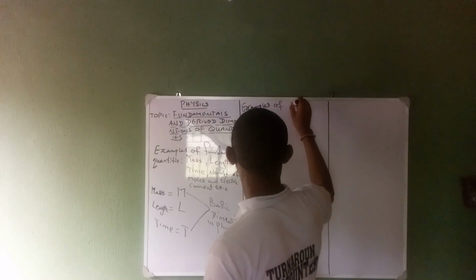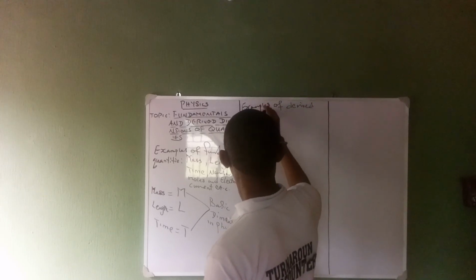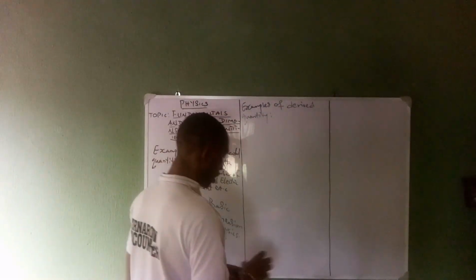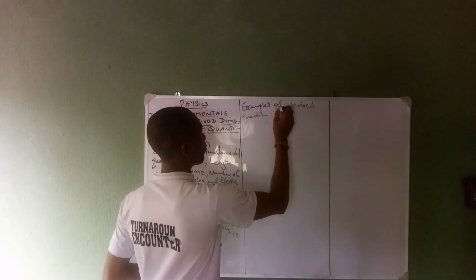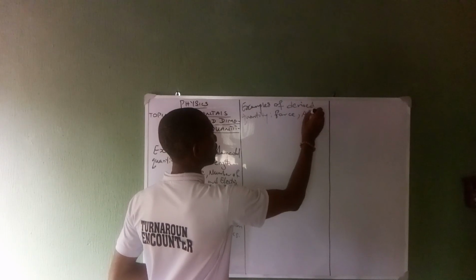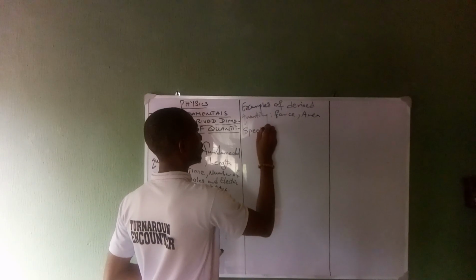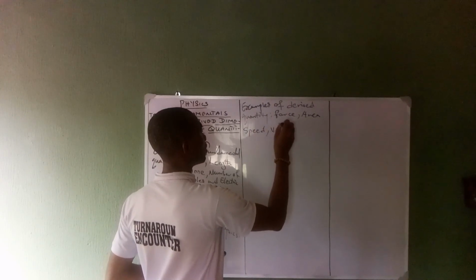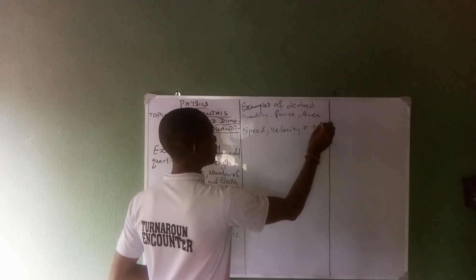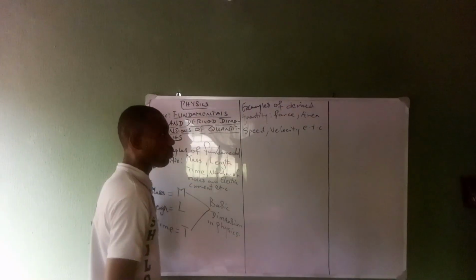So in the case of derived quantities, examples of derived quantity are: we have the force, we have the area, we have the speed, we have velocity, etc. All these are examples of derived quantities.